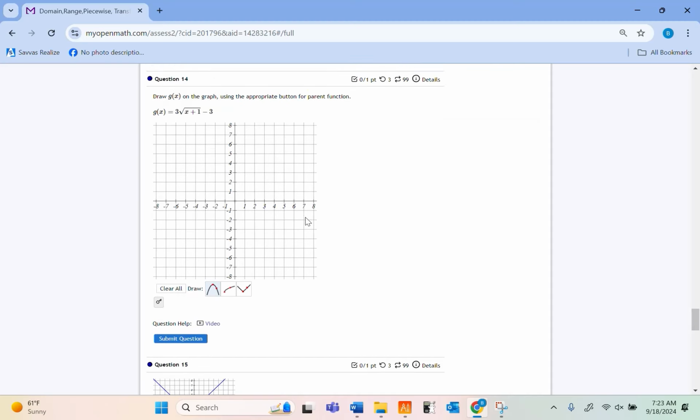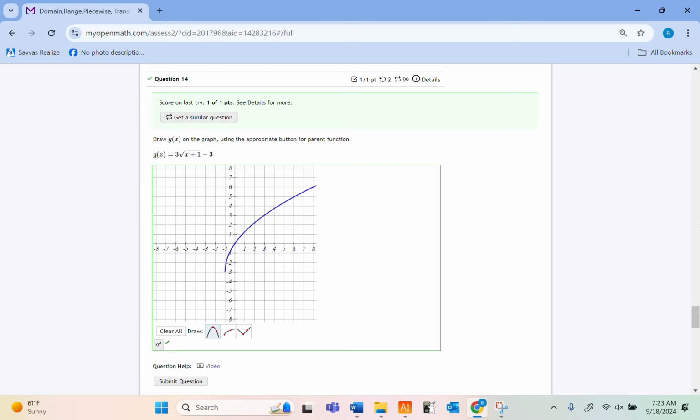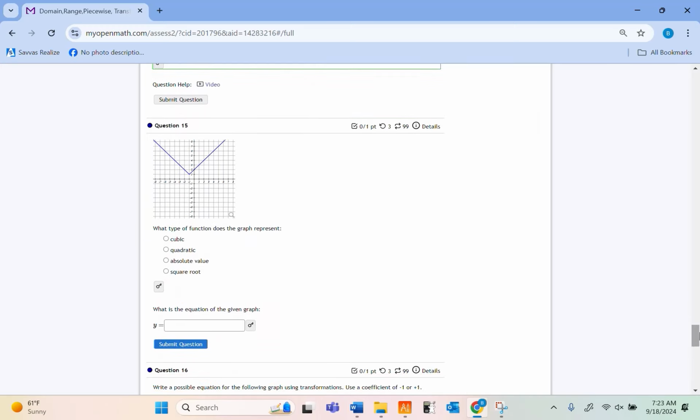We have another square root function. Left 1, down 3. It is the square root function. Left 1, fall 3. And I get to rise 3 blocks and run 1. Am I right? Well, I'll be. Who'd have thunk it? Don't miss that question. That's absolute value, you idiot.